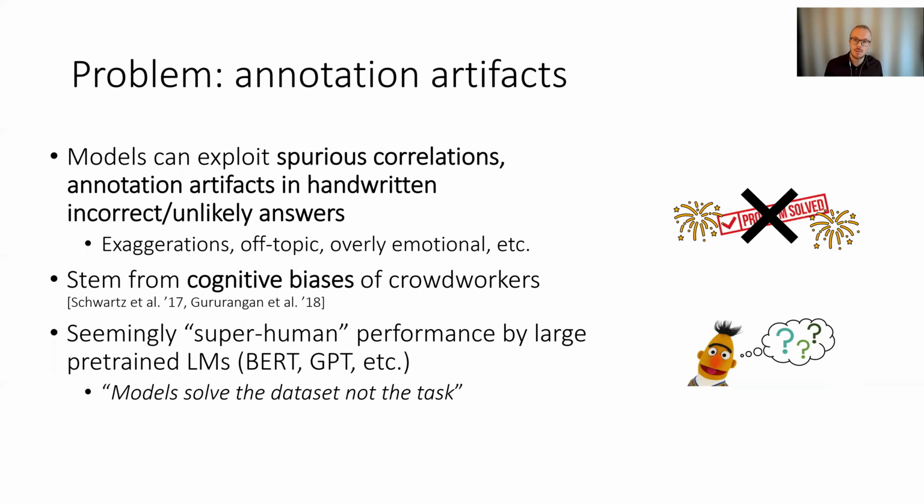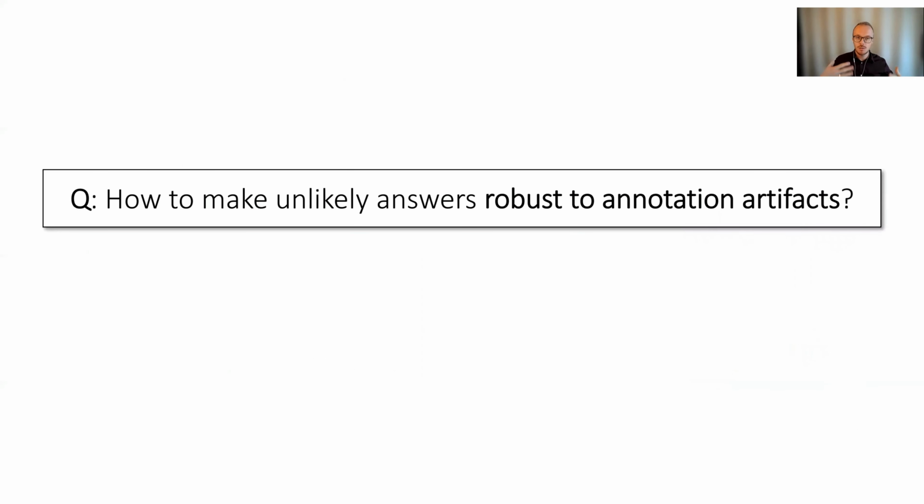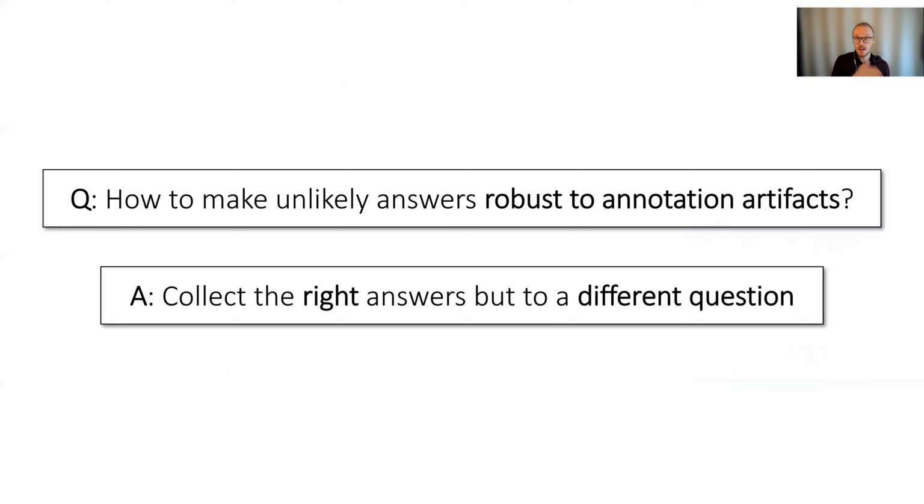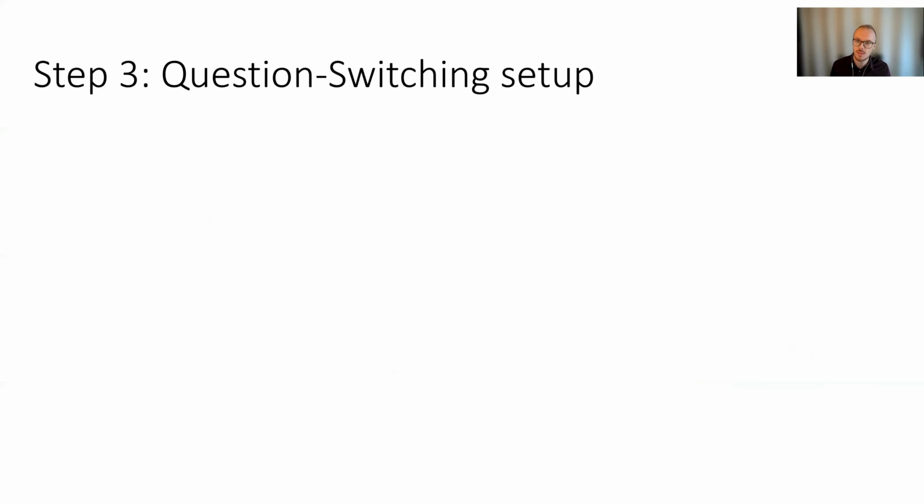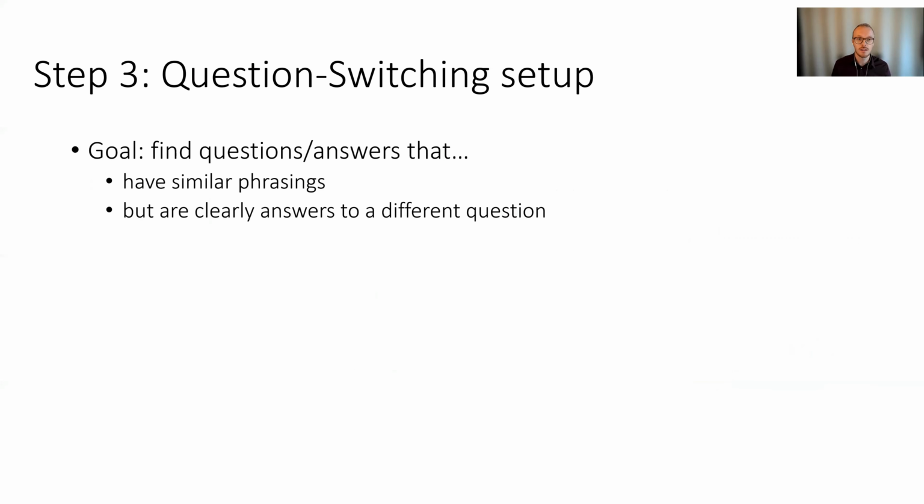But the question then becomes, how can we make unlikely or incorrect answers that are robust to annotation artifacts and look more like the correct answers? And so what we came up with is a way to collect the right answers, but to a different question about the same situation. We'll call this the question switching setup. And here the goal is to find questions and answers that have similar phrasings, but are clearly answers to a different question, so any human would know what the right or wrong answer is.